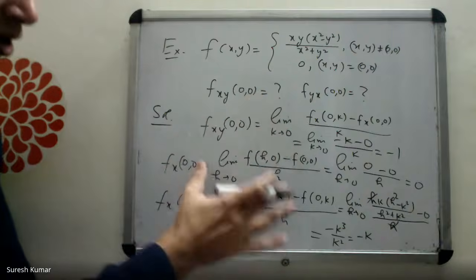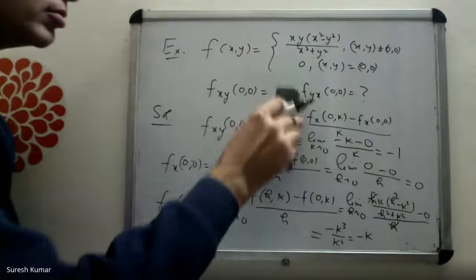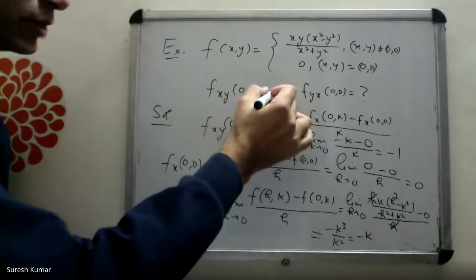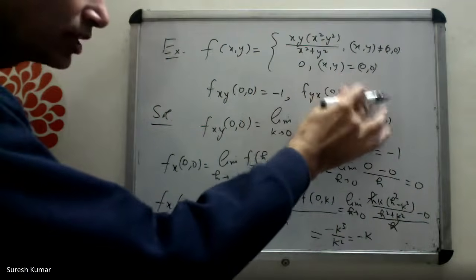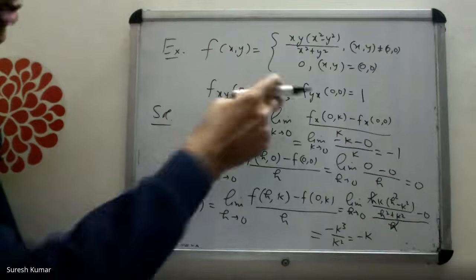Same procedure you can follow for fyx at (0,0). You know what you will get? This is minus 1, and this you will get as plus 1. It means order matters because these are different.